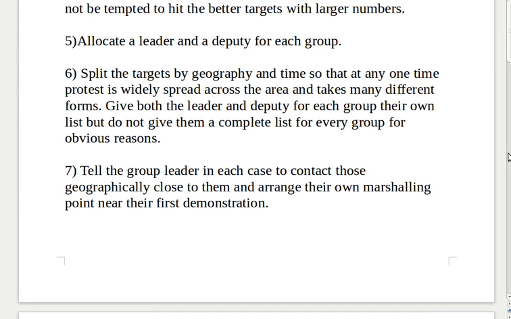You then need to allocate a leader and a deputy leader for each group, preferably two people who know each other. You split the targets by geography and time so that at any one time protest is widely spread across the area and takes many different forms. Now, this obviously means that the police have got a problem.